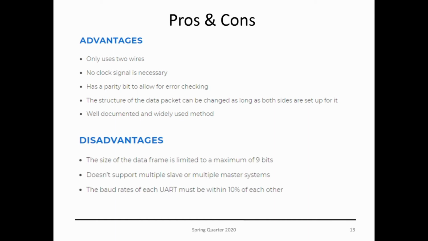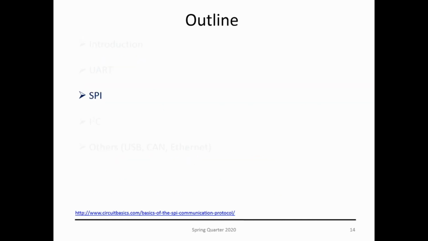Disadvantages: the size of your data frame is limited to a maximum of 9 bits, it does not support multiple slaves or multiple masters, and the baud rates of each UART must be within 10% of each other. So when you're detecting those bits, when you're sending the transmission, the receiver needs to be within 10% of that transmission rate, otherwise you start not receiving the bits properly.